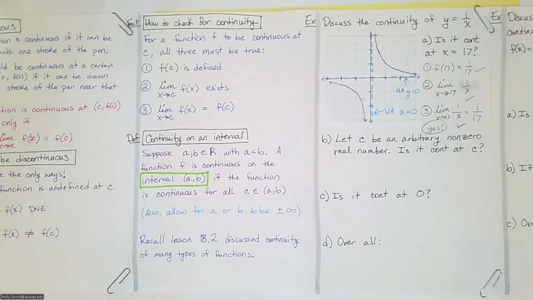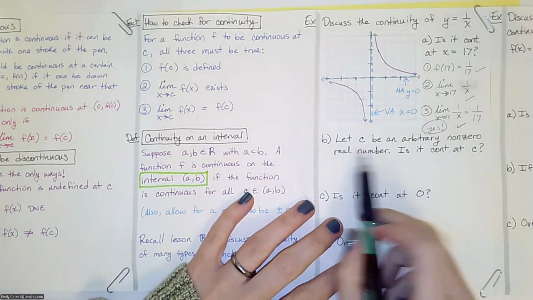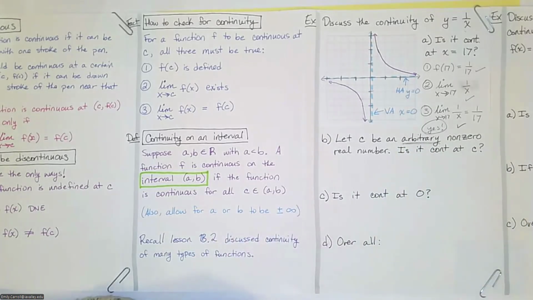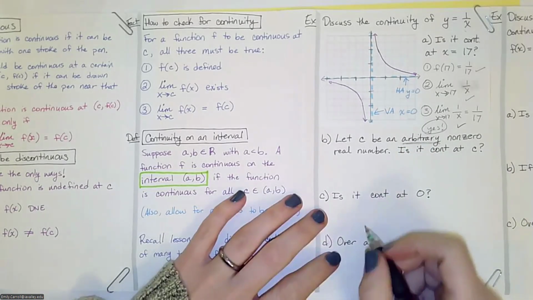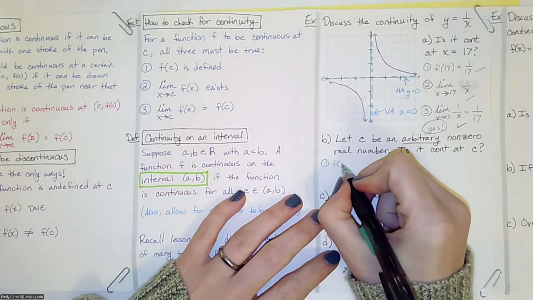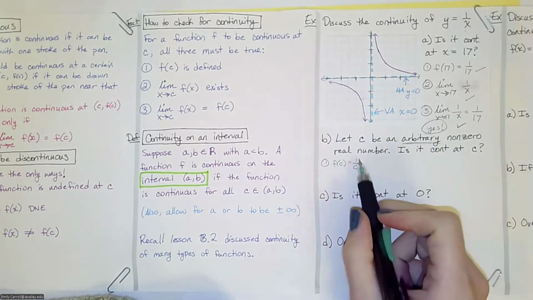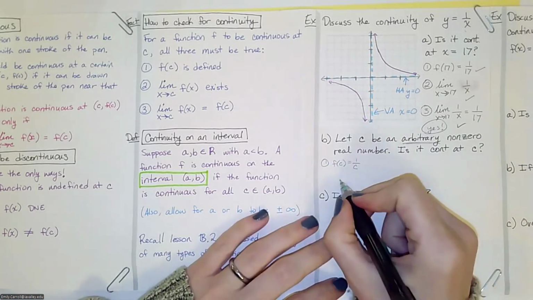But 17 isn't all that interesting of a number. It's prime, so I guess it's a little bit interesting. But there's plenty of other numbers out there. Let's talk about an arbitrary non-zero real number. Is it going to be continuous at such a place? Okay, well, if c is any number but 0, does f of c exist? Yeah, because 1 over c will not be 1 over 0, and that's fine.